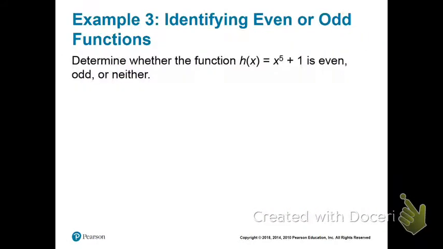All right, so example 3 here. It says determine whether the function h of x equals x to the 5th plus 1 is even, odd, or neither. All right, since they gave it to us as an equation, we're going to work this out algebraically. And so remember your steps. Your first step is to plug in negative x for x and simplify.